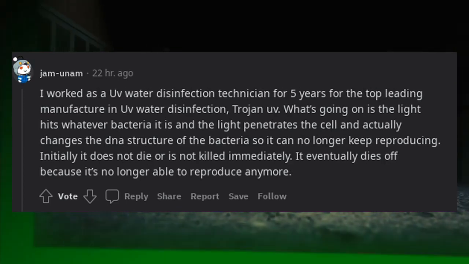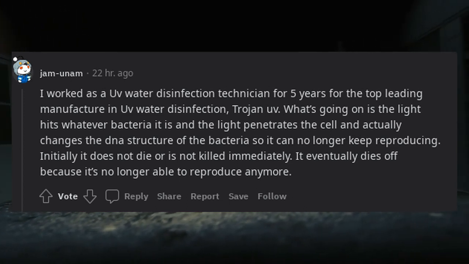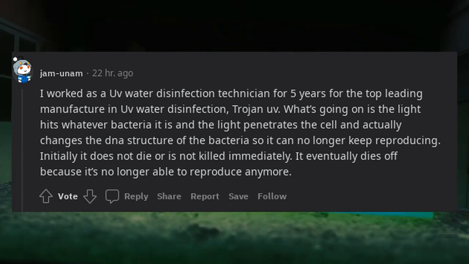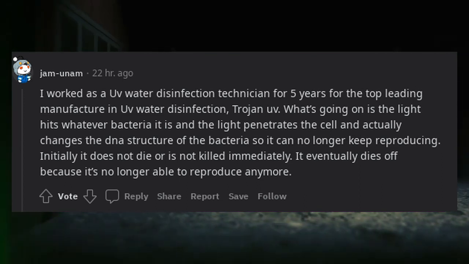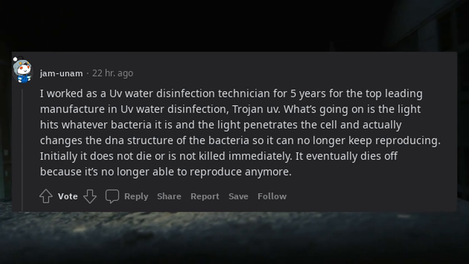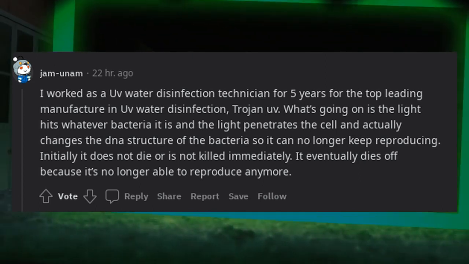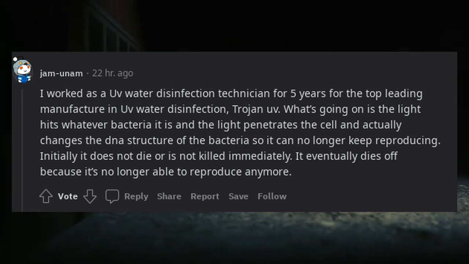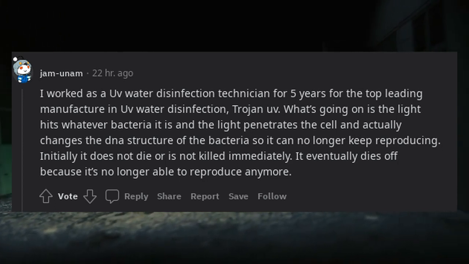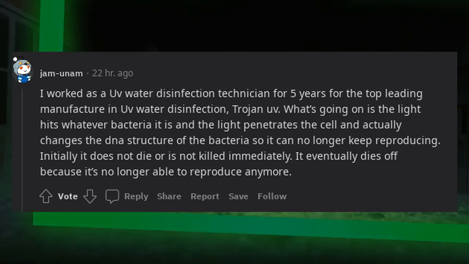I worked as a UV water disinfection technician for 5 years for the top leading manufacturer in UV water disinfection, Trojan UV. What's going on is the light hits whatever bacteria it is, and the light penetrates the cell and actually changes the DNA structure of the bacteria so it can no longer keep reproducing. Initially it does not die or is not killed immediately. It eventually dies off because it's no longer able to reproduce anymore.